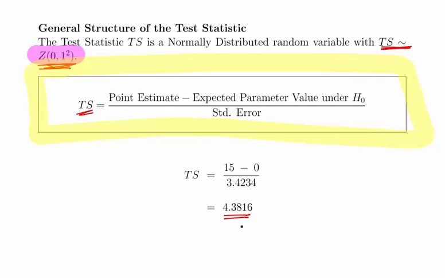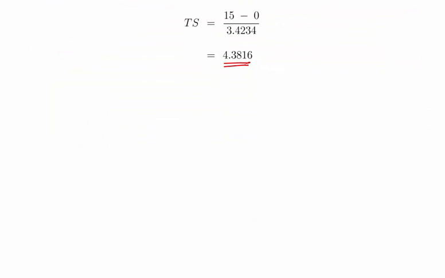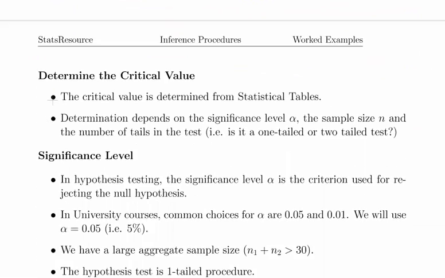That gives us a test statistic of 4.3816. Okay, 4.38 should be fine. 2 decimal places should be fine.